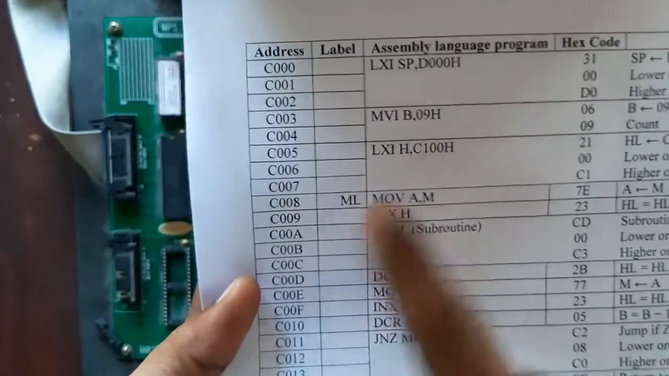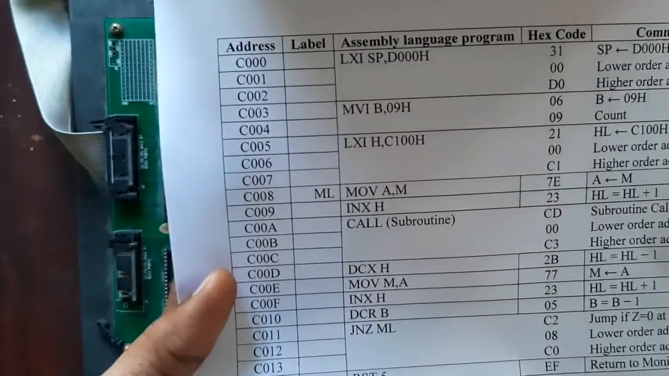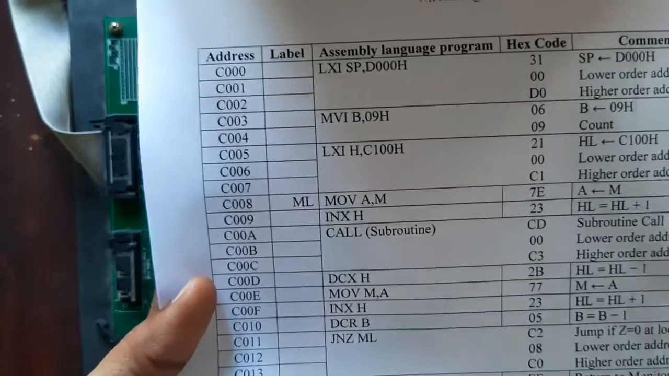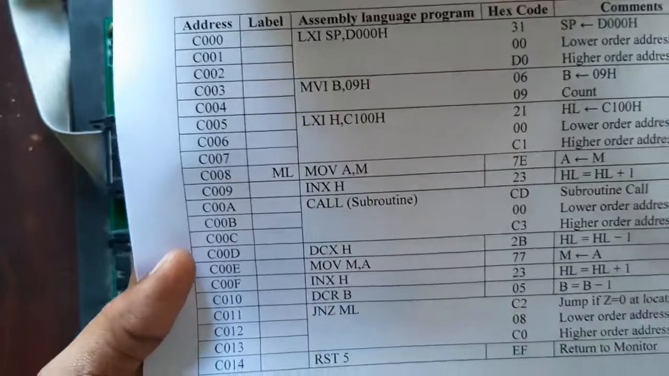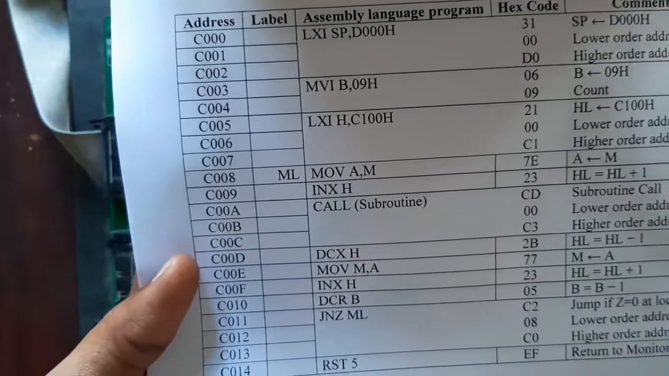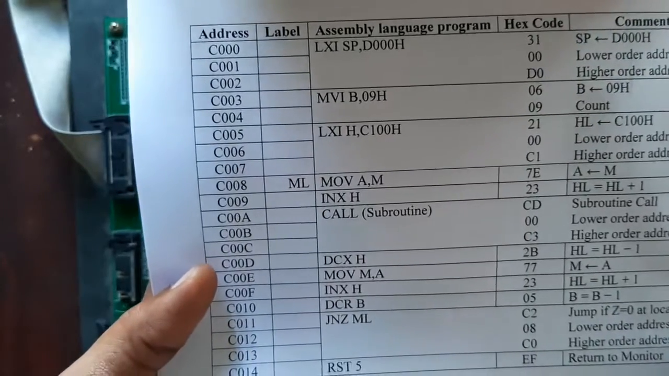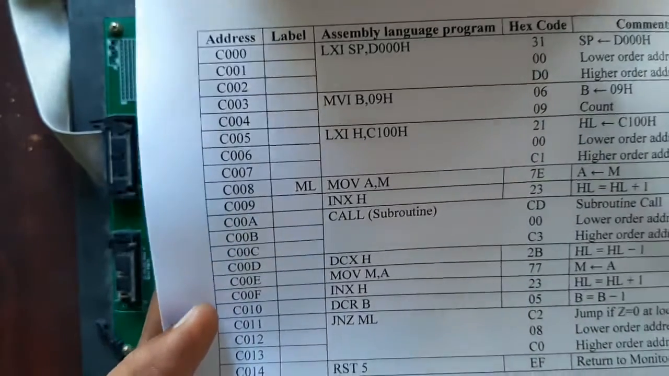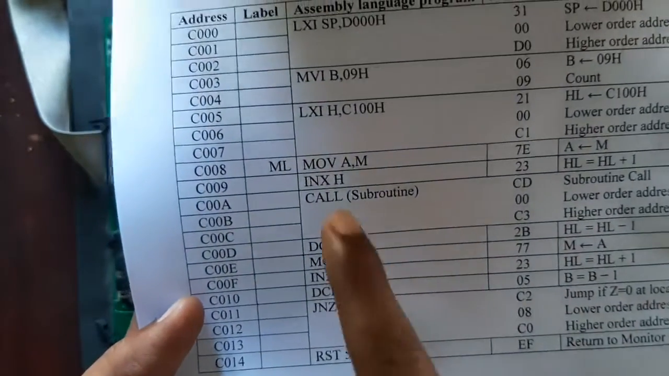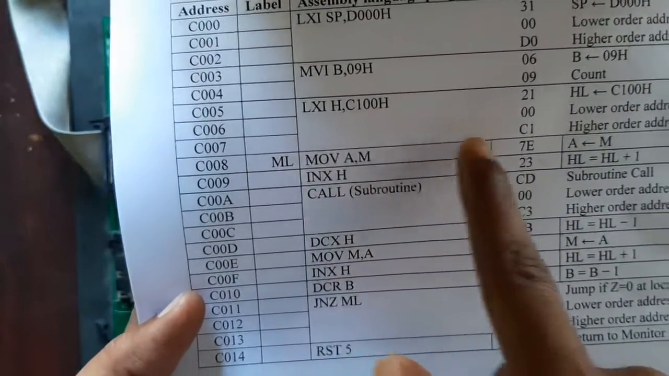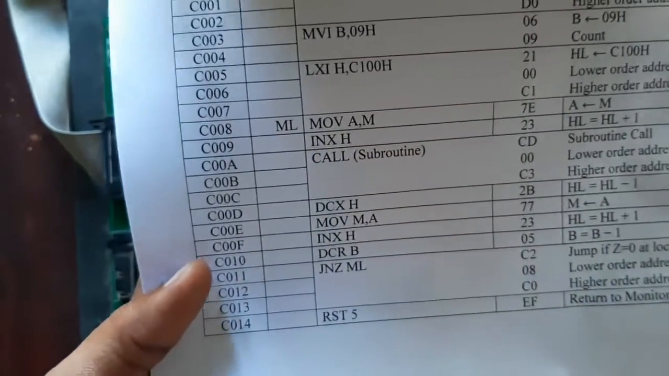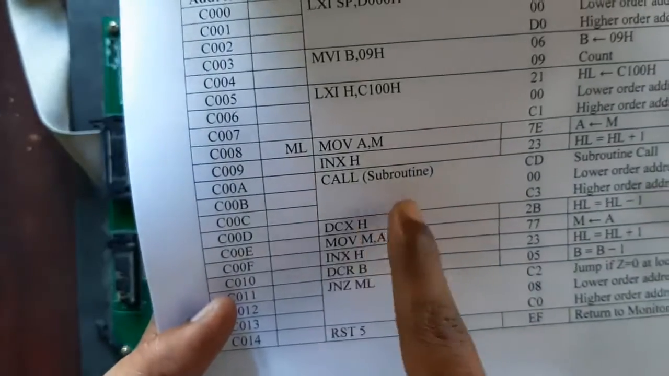Then I have loaded the HL register with C100. C100 is the location where we are sorting the data. We are loading 10 data, that means from C100 to C109. Then the memory contents are moved to A, then HL is incremented, and then there is a call to the subroutine.